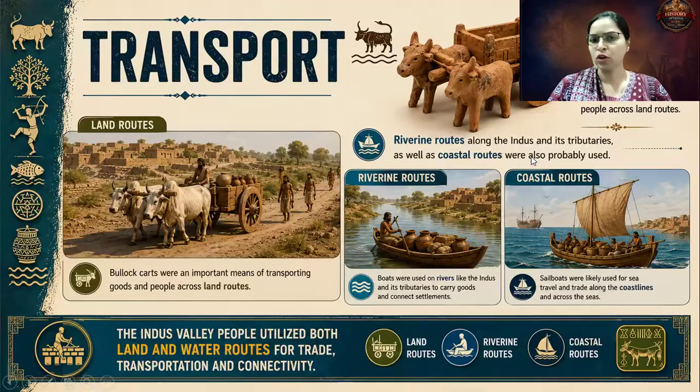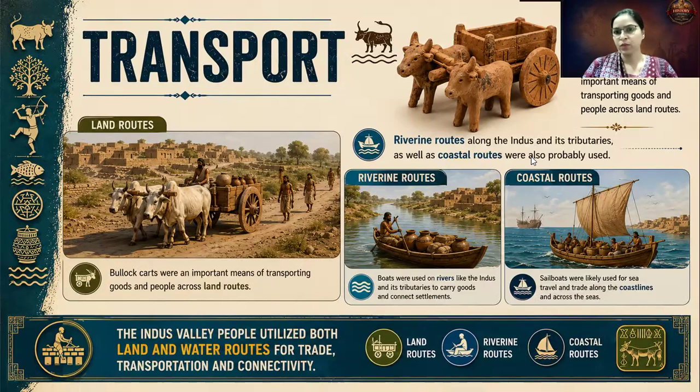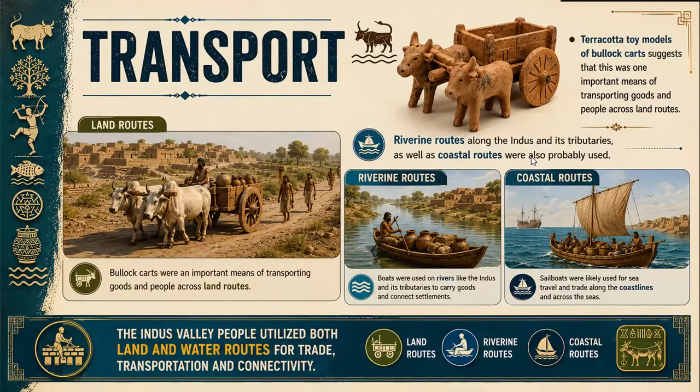First of all, we are going to talk about the transportation system of the Indus Valley Civilization. Archaeologists have discovered many terracotta toy models of bullock carts across the different sites of Indus Valley Civilization. These terracotta models suggest that bullock carts existed and were widely used as the means of transportation for goods and for people across the land routes.